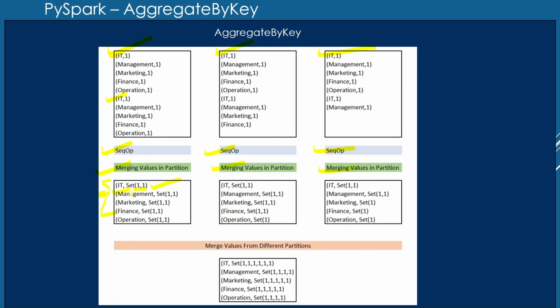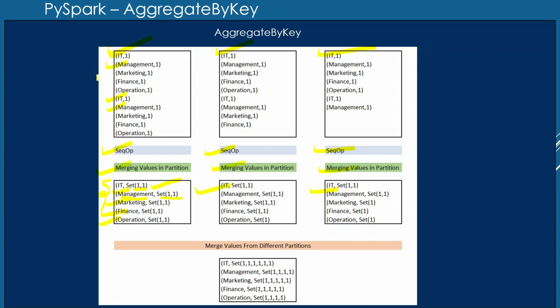Same for management. If you see, management has two values. Here is the management and here is the management. Two times it is appearing in this partition. That's why it's combining the key, and whatever the value is, it is represented like this. Same for marketing, same for finance, and same for operation. This kind of activity will be done on each and every partition.